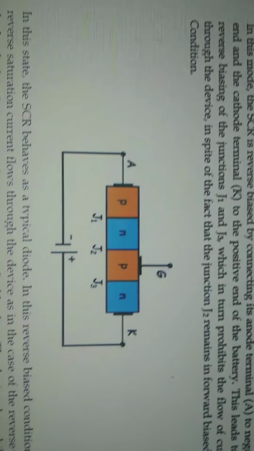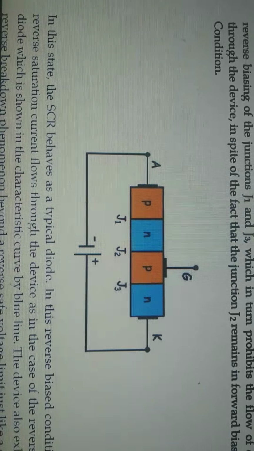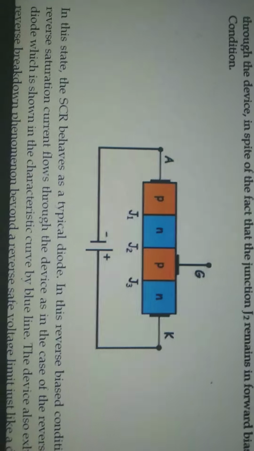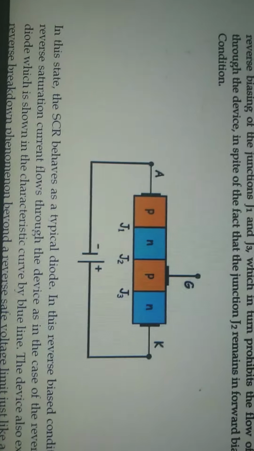So we can see this operation when we connect the terminals in reverse manner to the SCR, and we can draw the characteristics. We'll see the forward blocking mode of operation.